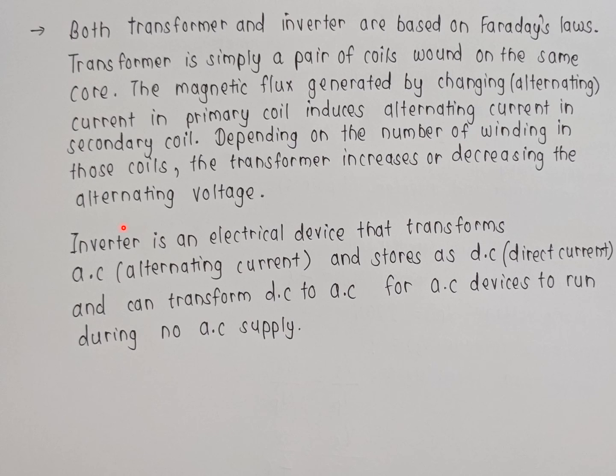About inverter. An inverter is an electrical device that transforms AC, the alternating current, and stores it as DC, direct current, and can transform DC to AC for AC devices to run during no AC supply.